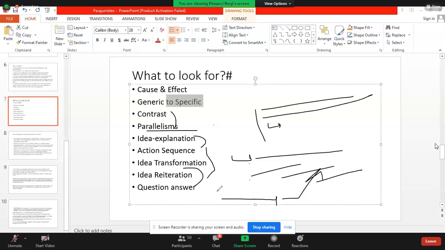Then, students, sometimes there could be question and answer. What could we do to better handle the pandemic? And then you give the answer right after. The answer to this lies in overhauling our public health system. Right? So what is this? This is a question and answer form, students. The two form a logical sequence. So these are a few things you have to look at.